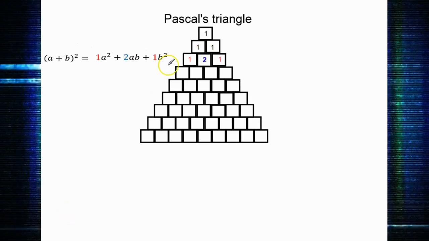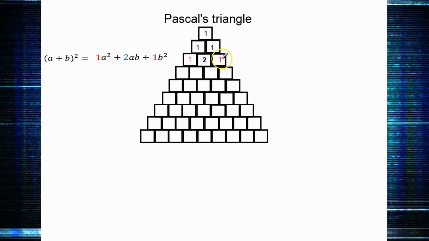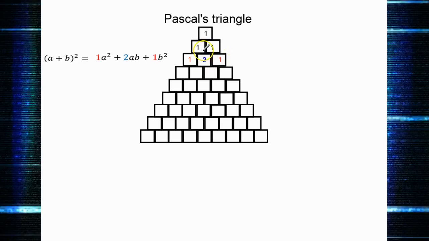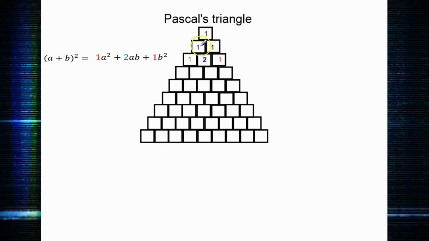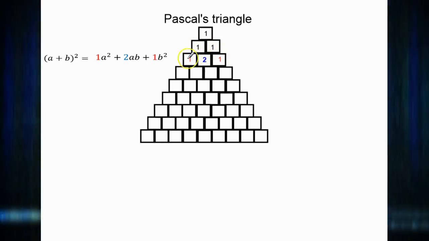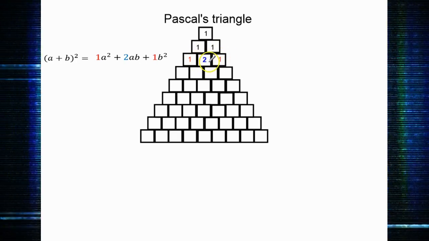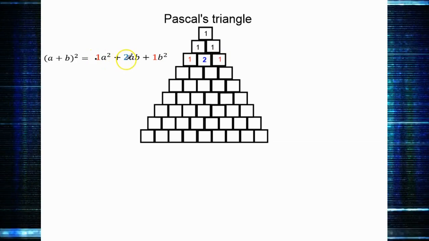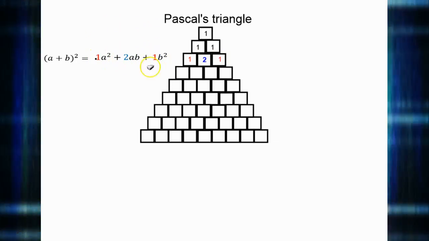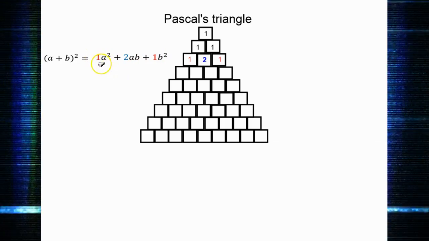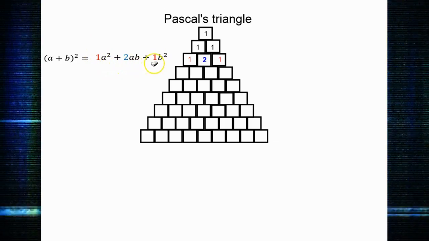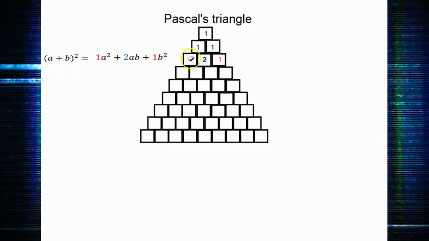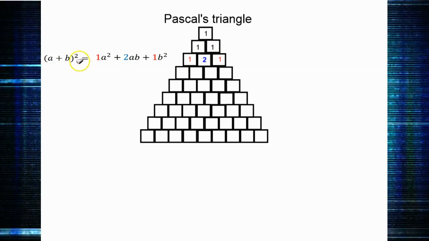When we get the next row, we're going to have a 1 at the beginning and a 1 at the end. And in the middle here, we get this 2 by adding the 1 plus 1 here. So 1 plus 1 is 2. So these values are the same as what we had when we did a plus b squared. So we had a 1, 2, and a 1, just like for what we had when we did a plus b squared. So if we want to square a plus b and get the coefficients, we could just use that row of Pascal's triangle.